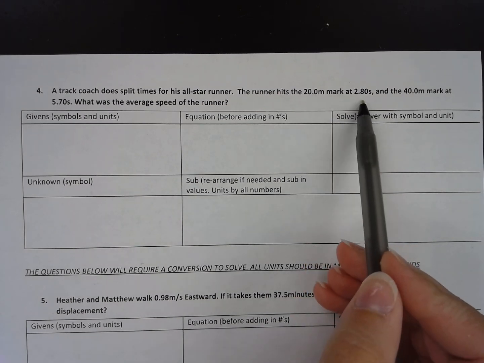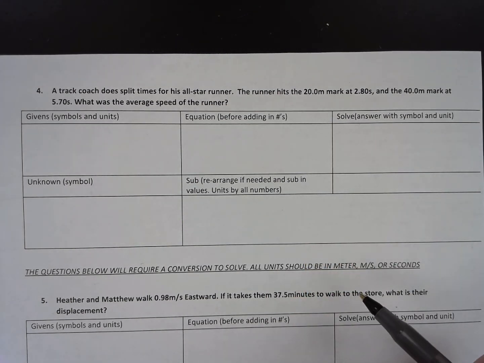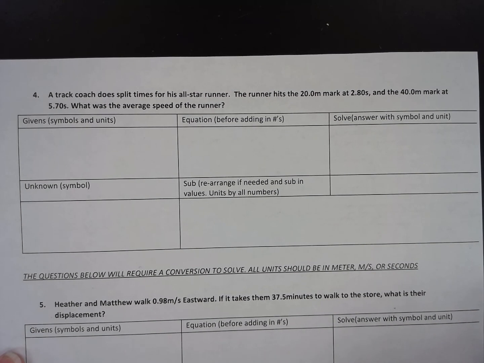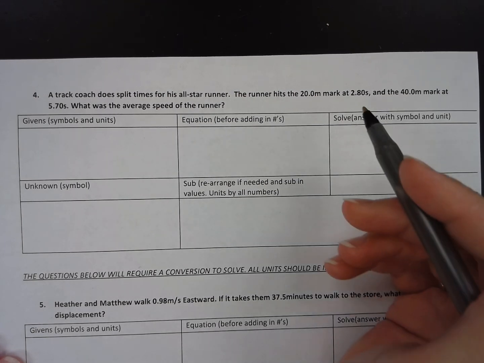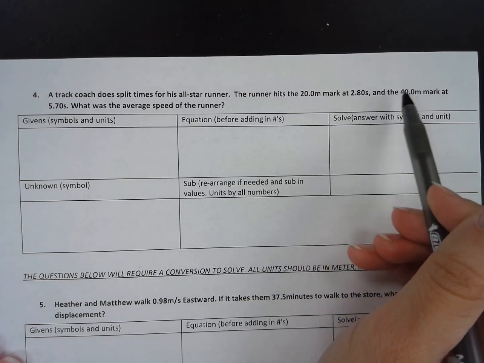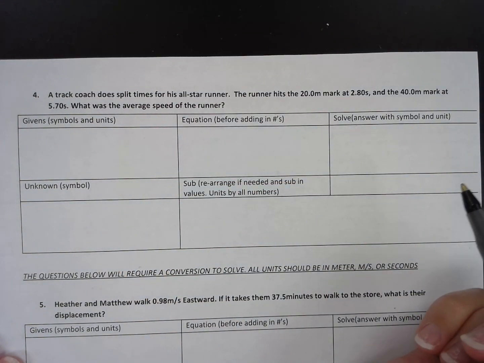It's the 20-meter mark at 2.8 seconds and the 40-meter mark at 5.7 seconds. What is the average speed of the runner? So I'm going to write out my givens first. So what do I have in this problem? So I have 20 meters at 2.8 seconds, 40 meters at 5.7 seconds.